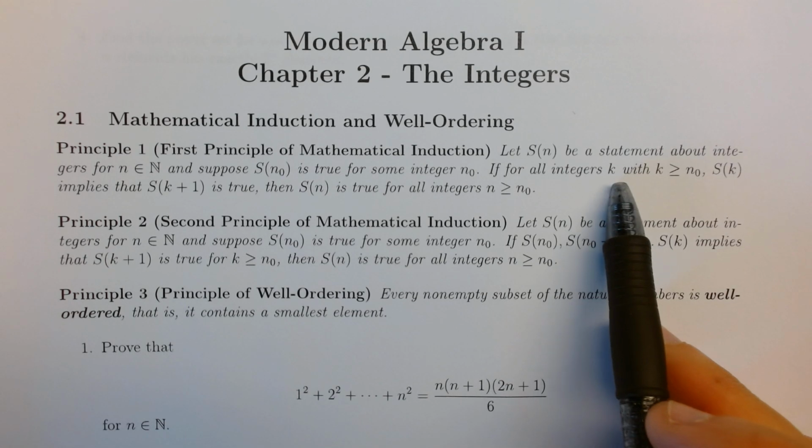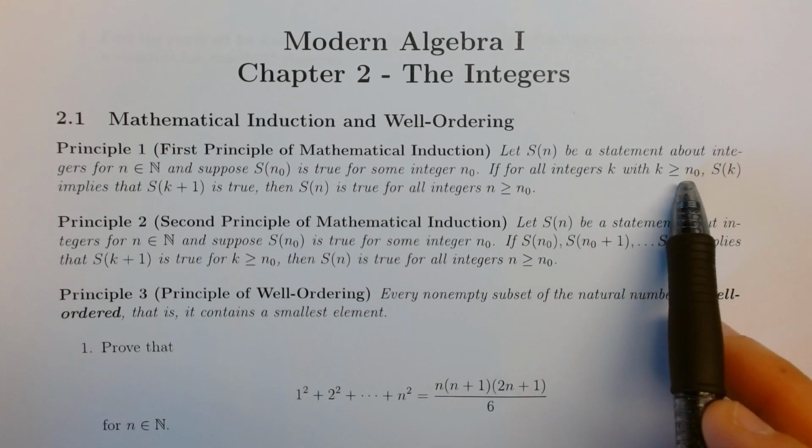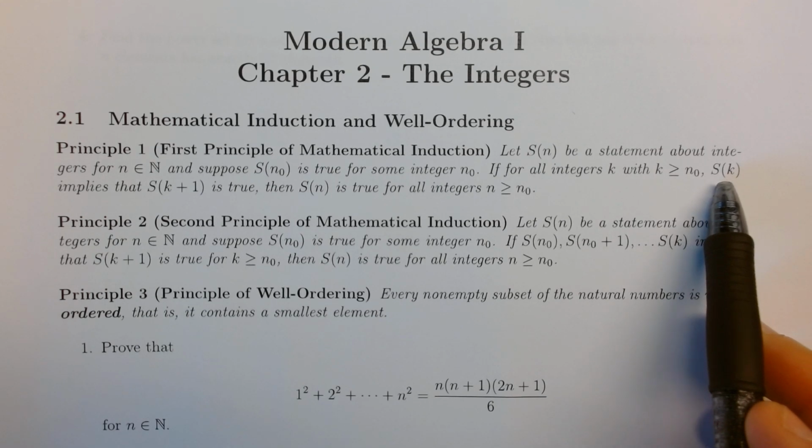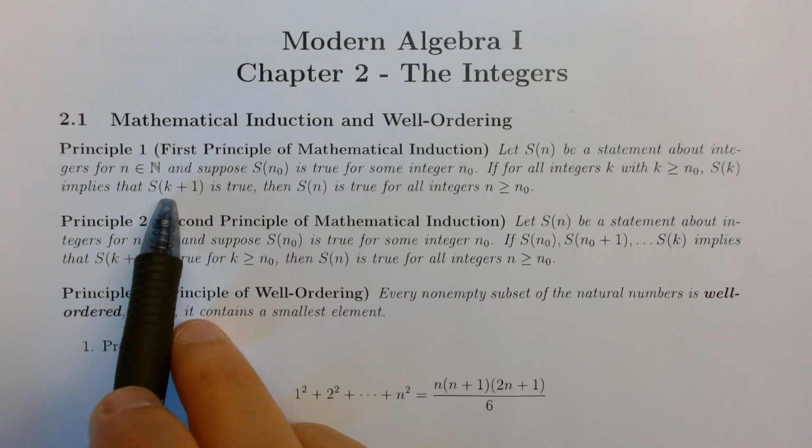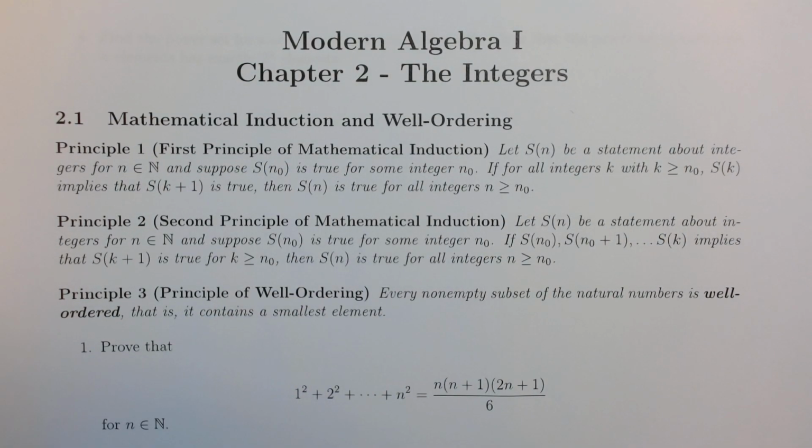And if it's also true that for any integer k that's at least as big as that starting point, the truth of the statement S of k implies the truth of S of k plus 1, then if these two things hold, it's true for all integers beyond that starting point.